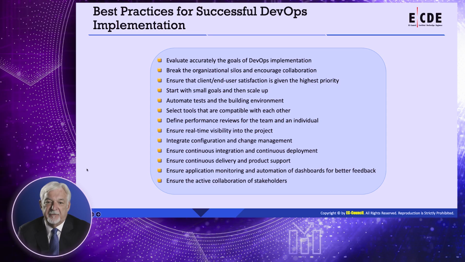You want to make sure that you design and define performance reviews for the team and at an individual level as far as metrics, goals, how well they're performing. Ensure real-time visibility into the project. At any time, you should know where you're at with the build cycles, with releases, coding, et cetera, testing that's going on, and what that looks like on a calendar of events.